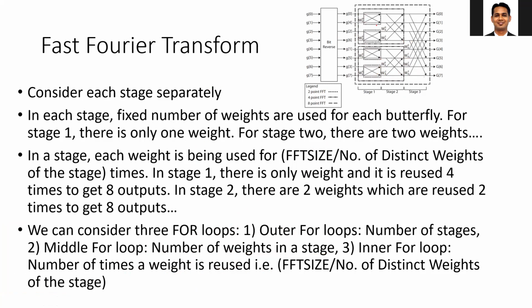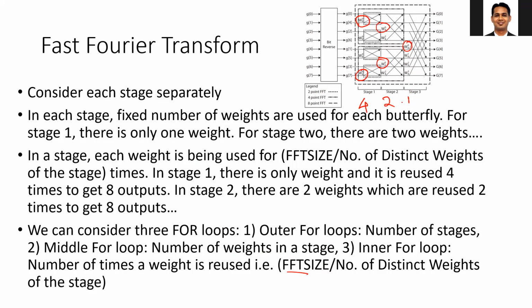So here, if you see in the first stage, this weight is reused 4 times. Okay, so we can have the innermost loop run 4 times. In this case, the weight is used 2 times, so we can have the innermost loop run 2 times. And here it is used only 1 time, so this iteration will be only 1 iteration. Okay, so the number of times a weight is used is the FFT size divided by the number of distinct weights. So you can see that the corresponding stages are being formed.